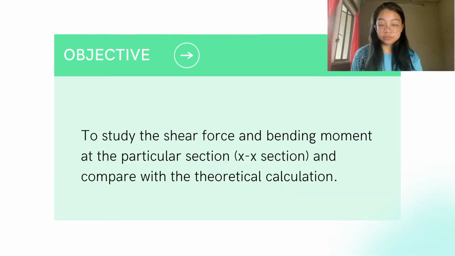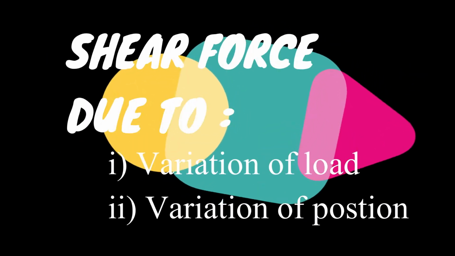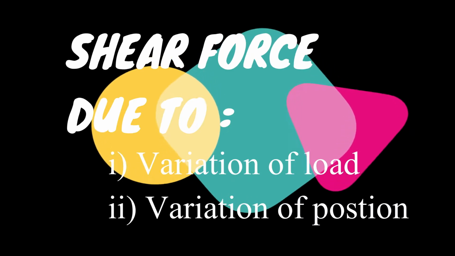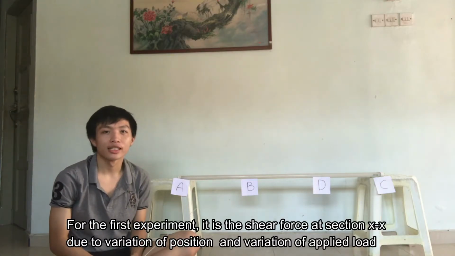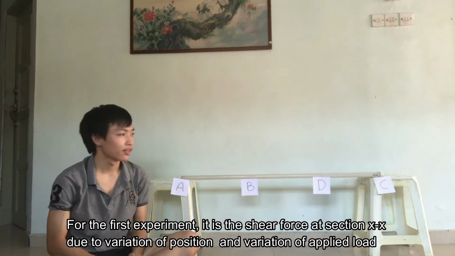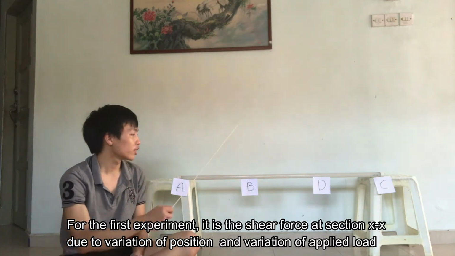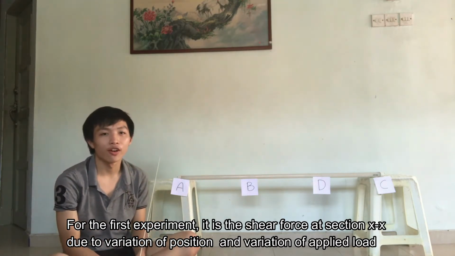The objective of this experiment is to study the shear force and bending moment at the particular section, which is section XX, and compare with the theoretical calculation. The first experiment is the shear force at section XX due to variation of load and variation of applied load.